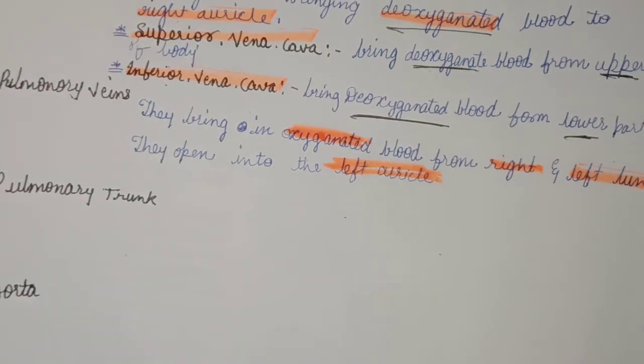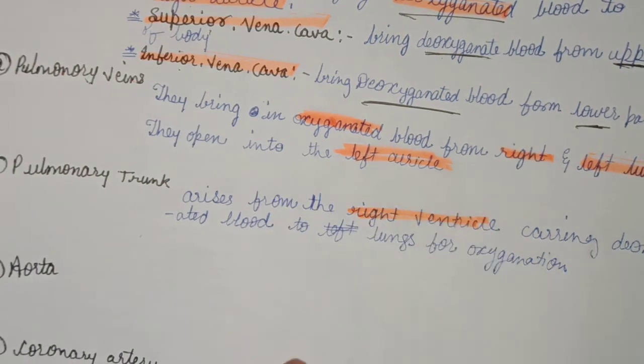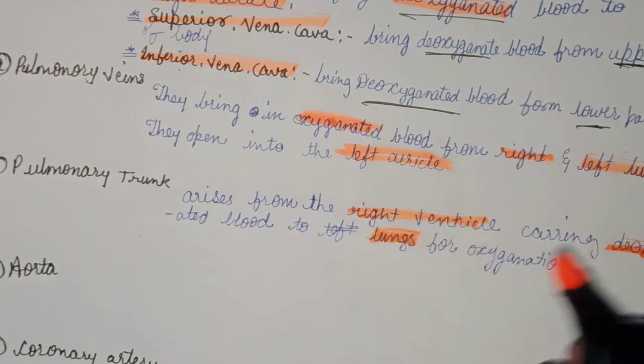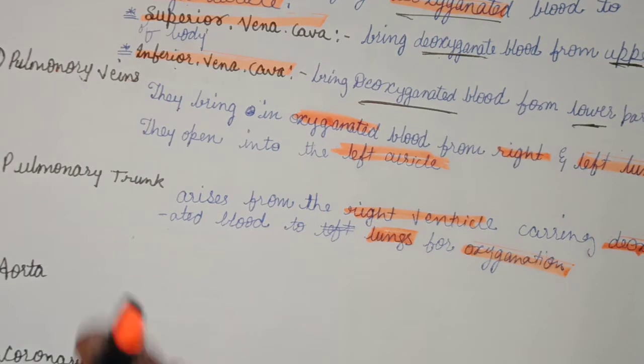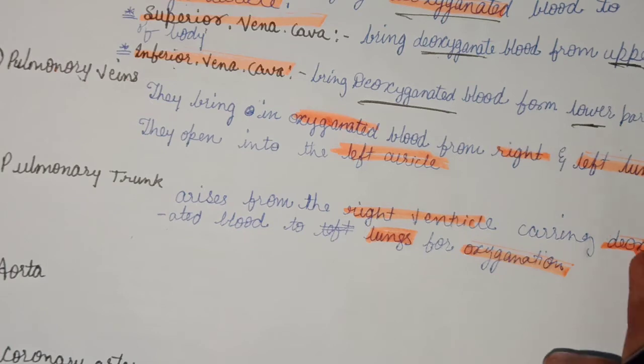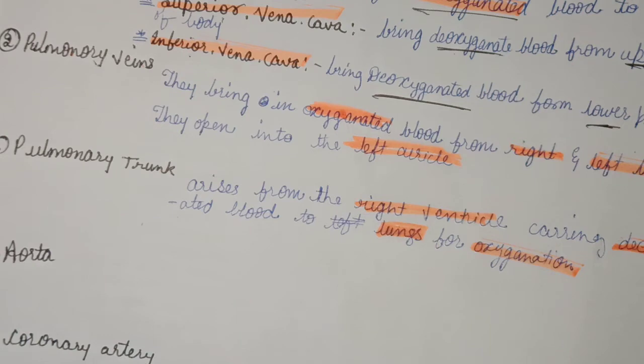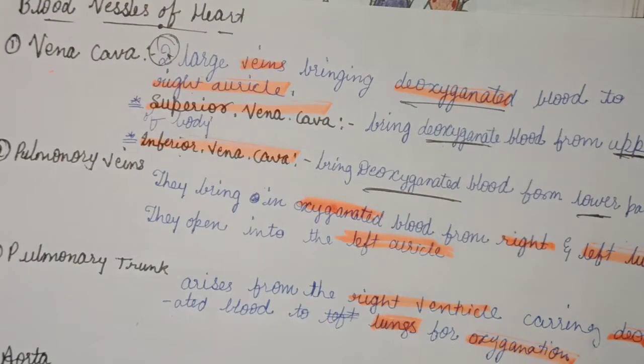Next is pulmonary trunk. The pulmonary trunk arises from the right ventricle, which you need to remember. It carries the deoxygenated blood to the lungs. For what? For oxygenation. Very easy topic. And you need to read it. By explaining you cannot understand or remember, but once you read you will remember everything and it will be clear.